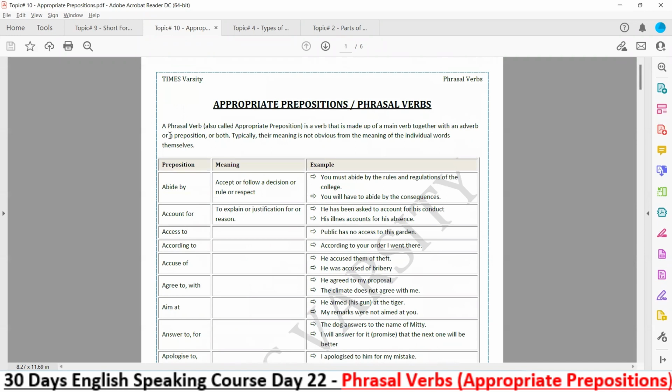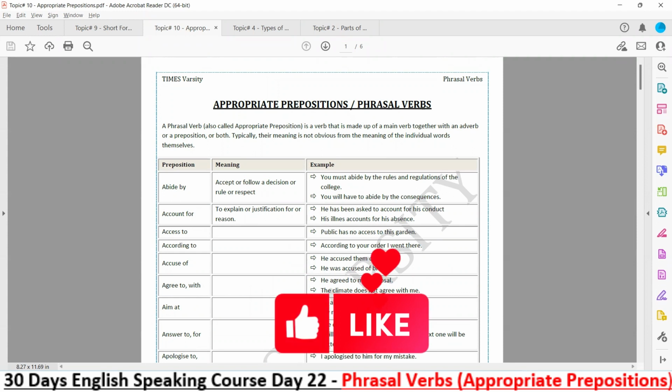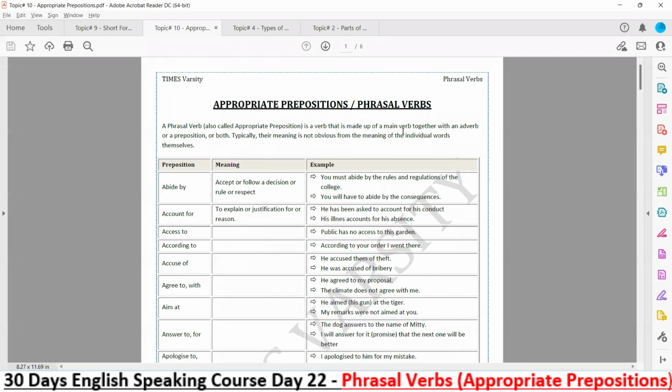So that's the reason why you see here a phrasal verb, also called appropriate preposition, is a verb that is made up of a main verb together with an adverb. You see here, this is the main verb. Then we have another word. The first word is a main verb, and the second word may be an adverb or a preposition or both.